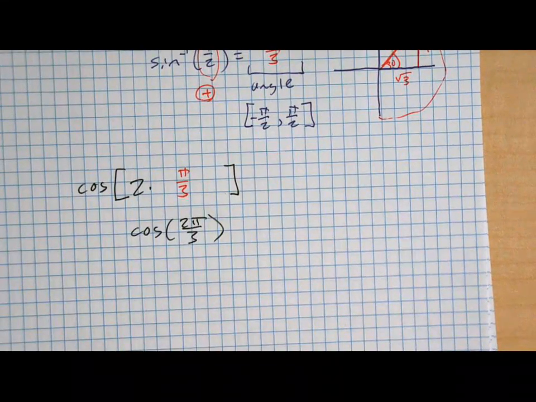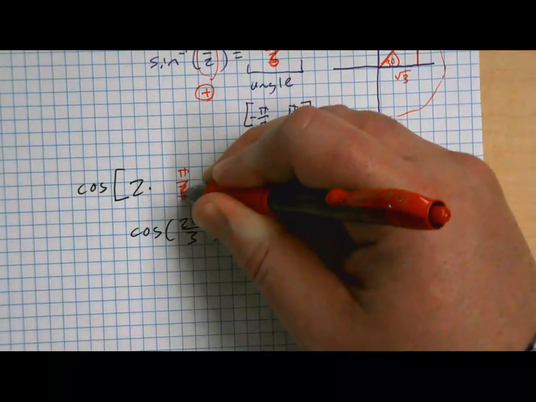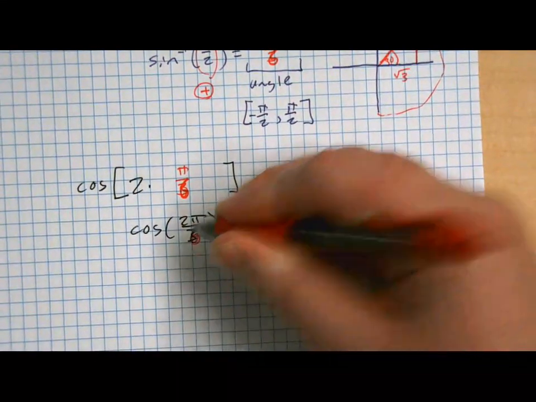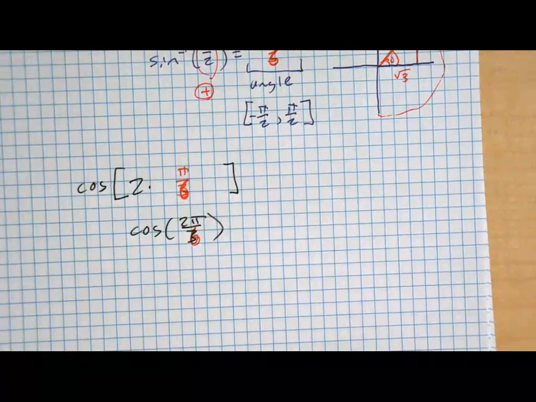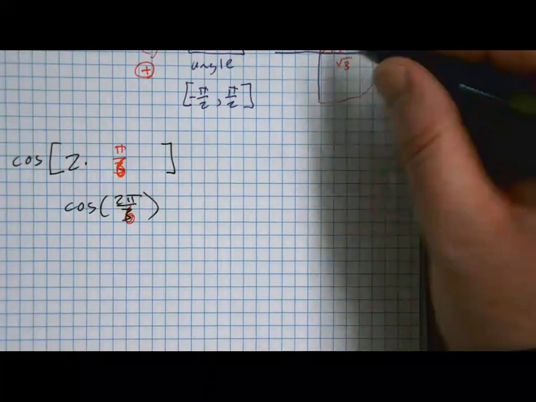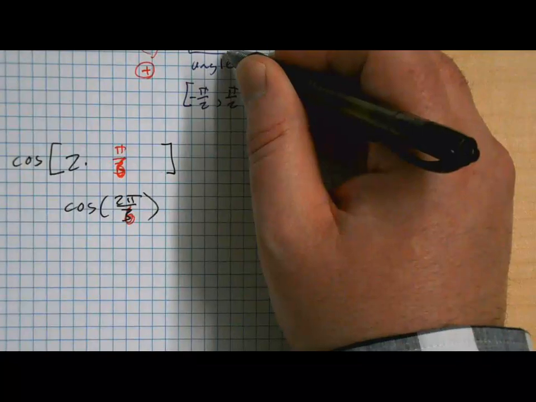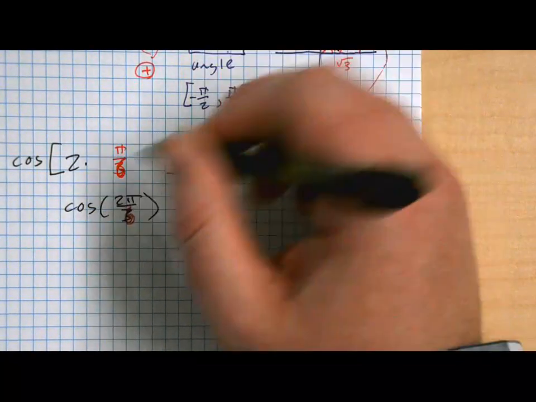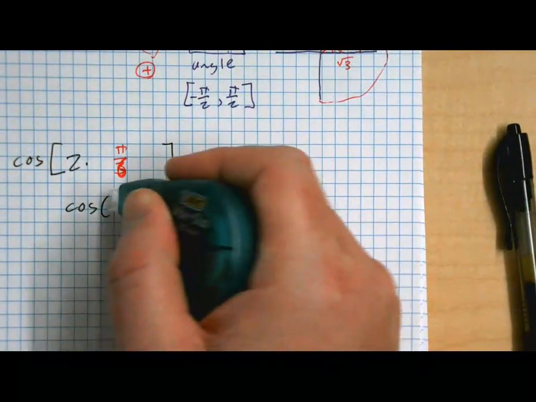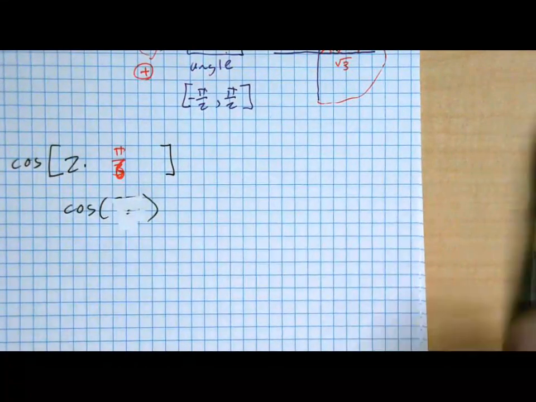Pi over 6 is 30. You're right, I messed that up. Thank you. I was going to say pi over 3 is 60, and this is 120. Yes, thank you for that correction. Okay, that got all messed up. Stepping back to here, that's a 30-degree angle, which is pi over 6, not pi over 3. And then 2 times pi over 6 is pi over 3.